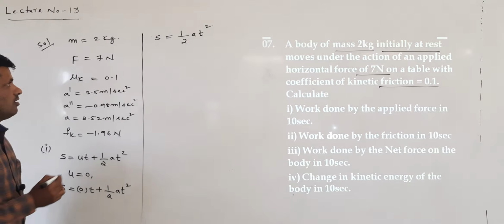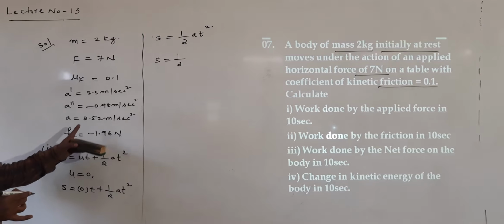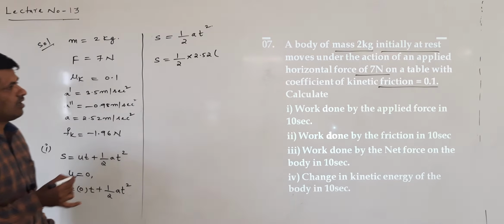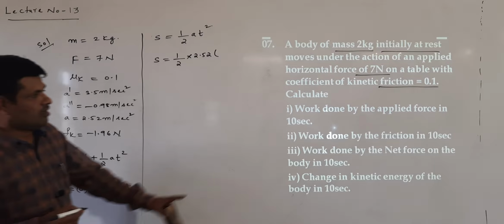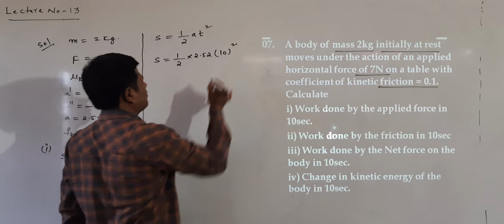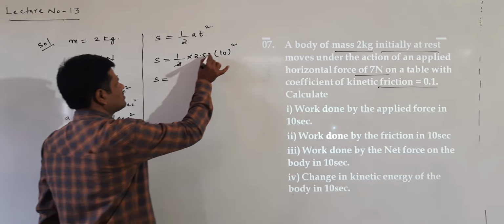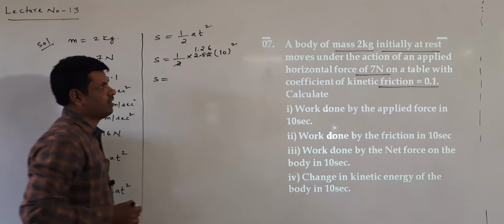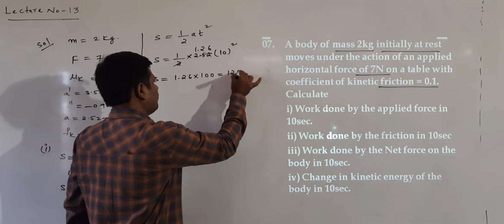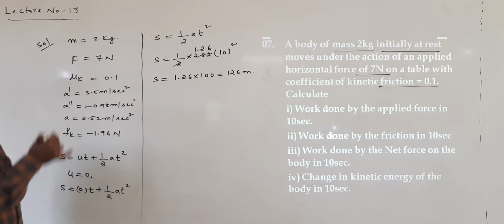This is the displacement. Now the acceleration value we already know, half into the A value. A value is equal to the net acceleration, 2.52, into t square. The T value is also given here. Work done by the applied force in how many seconds? 10 seconds. So 10 square. Right? Now displacement S is equal to, 2 1s are 2, 2 2s are 4, 2 6s are 12. Now 1.26 into 100. So 126 meters. This is the displacement. Here displacement we are getting 126 meters.